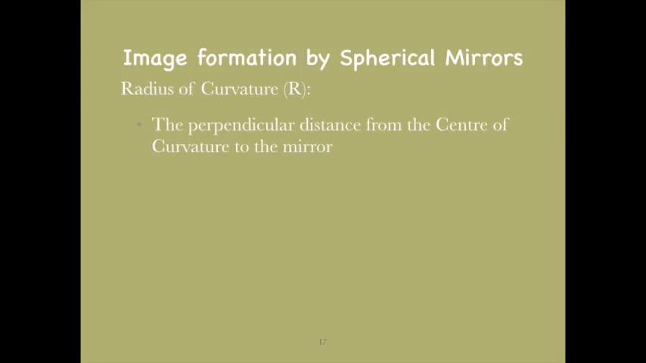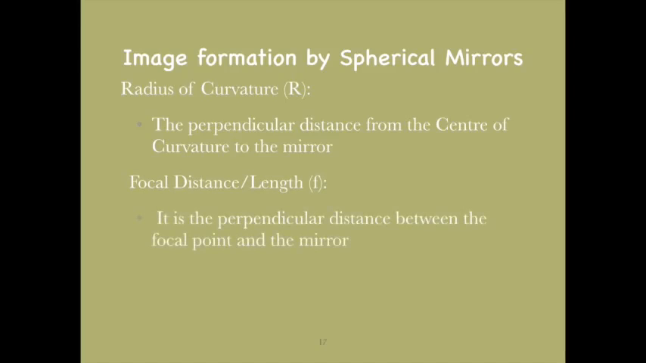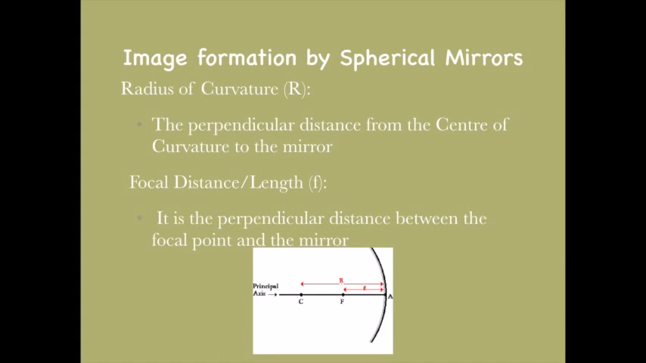Now, let me define the radius of curvature, r. It is the perpendicular distance from the center of curvature to the mirror. The next one is the focal distance or focal length, denoted by a small f. This is the perpendicular distance between the focal point and the mirror. Given below is a diagram representing r and f. I hope this will help you understand it a bit better.